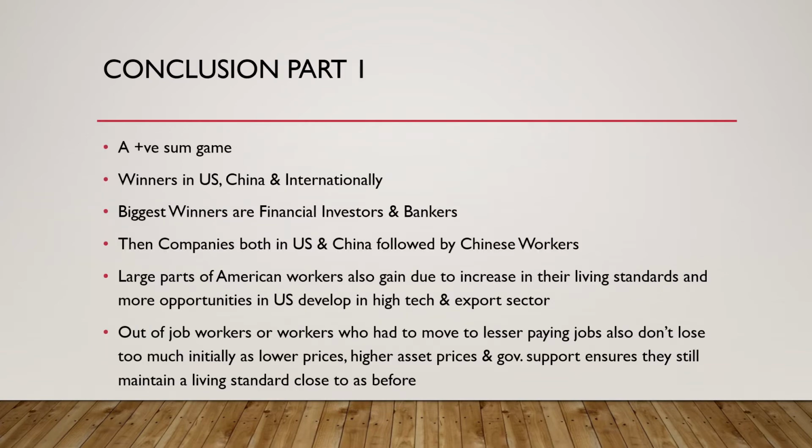So, what's the conclusion in this part 1? At the time of initiation of global international trade, it's a positive sum game. There are winners in the US, China, internationally, and overall. The biggest winners are the financial investors and bankers, the companies in the US and China, followed by workers in China, and large parts of the workers, I would have to say, even in America, gain because of their higher living standards and more business opportunities.